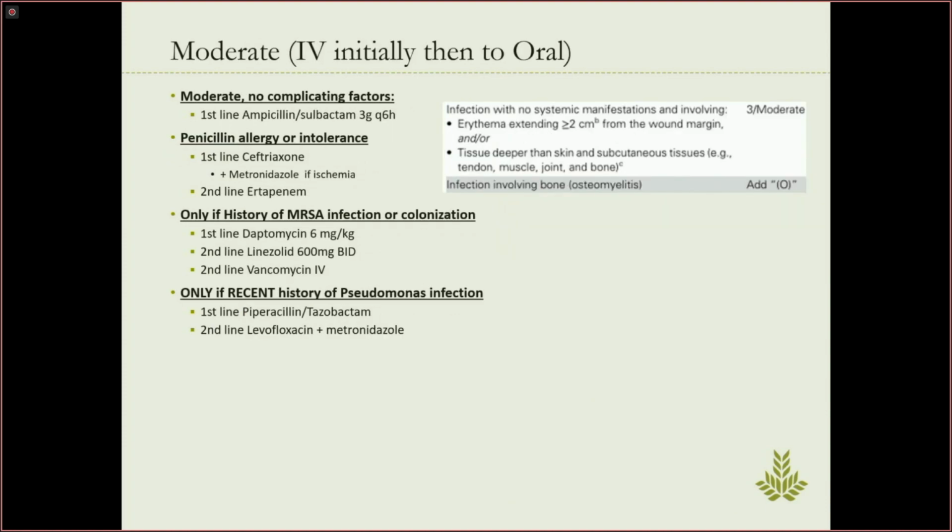And for moderate infections here, again, moderate, no complicating factors. First line is ampicillin-sulbactam. And then if we cannot give ampicillin-sulbactam, then ceftriaxone with metronidazole if there is ischemia, second line ertapenem, and then if history of MRSA infection or colonization, that's when we recommend adding anti-MRSA agents, and then if any recent history of Pseudomonas, adding that Pseudomonas coverage.